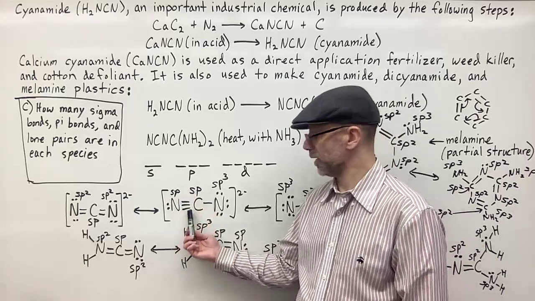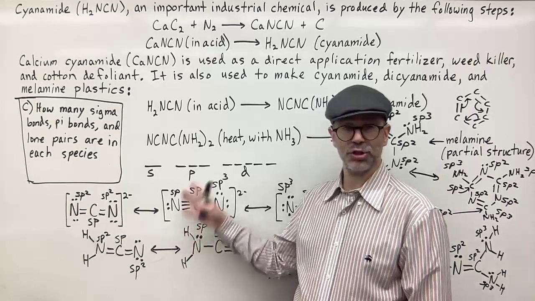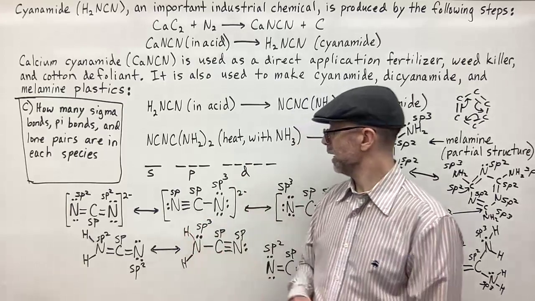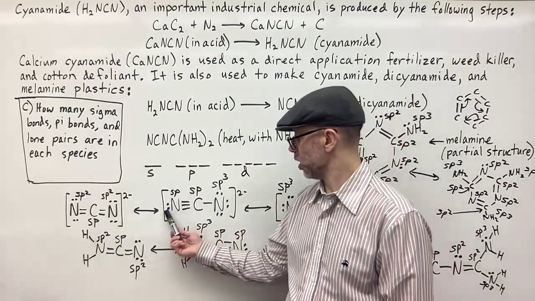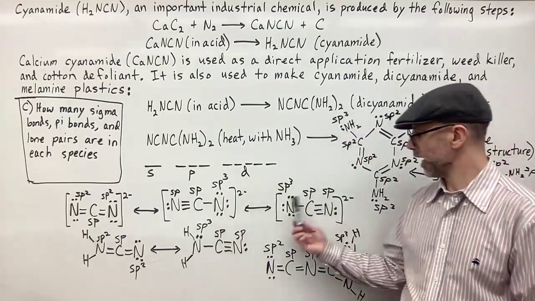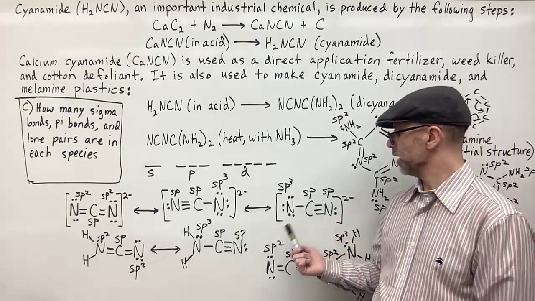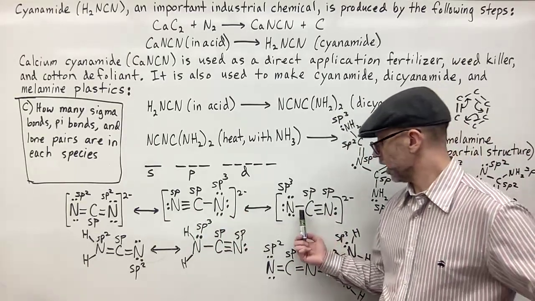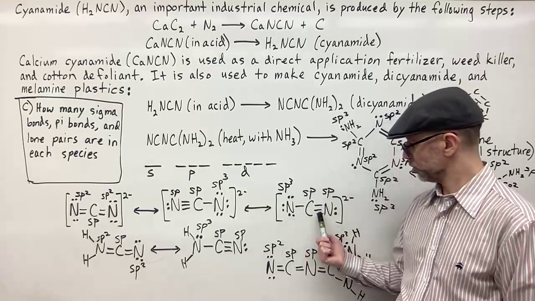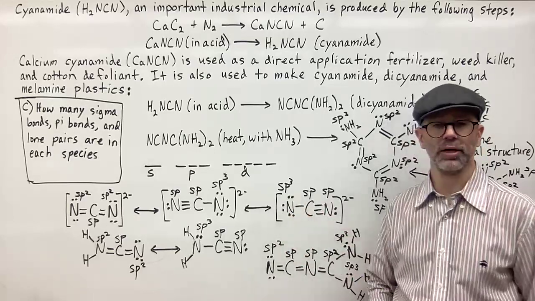Here I have a triple bond, so in addition to the 1 sigma bond, I have 2 other bonds. Those are going to be 2 pi bonds. So I have 2 pi bonds here. And then for the lone pairs, again, I have 1, 2, 3, 4 lone pairs. And then finally over here, this one is the same as this one, except now I have the triple bond over here. So again, the number of sigma bonds is 2. The number of pi bonds is 2 because of the triple bond. And the number of lone pairs is 1, 2, 3, 4 lone pairs. Okay.